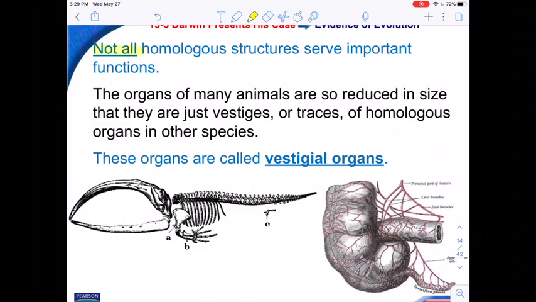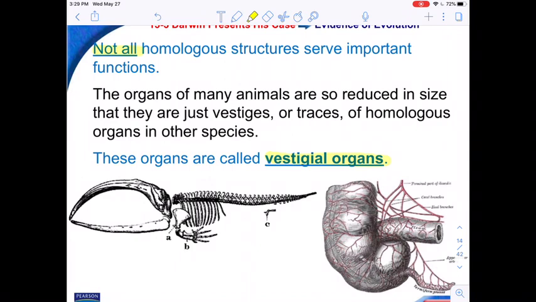Many organs in different animals are so reduced in size that they are just traces of homologous organs in other species. These are called vestigial organs. A really popular example of this is the appendix in humans. The appendix is sort of the leftovers, if you will, of evolution. Our evolutionary ancestors had a much larger structure in their intestines that helped to digest raw meat, which we no longer eat. We cook our meat, therefore our appendix is much more reduced in size because it's not needed.